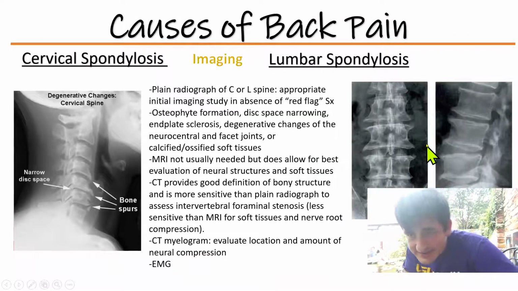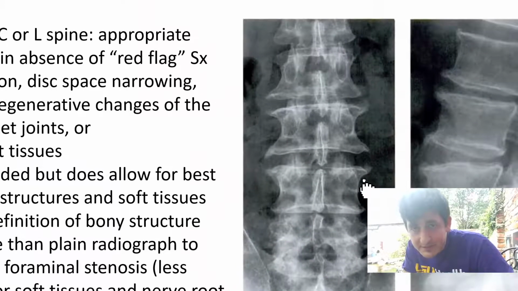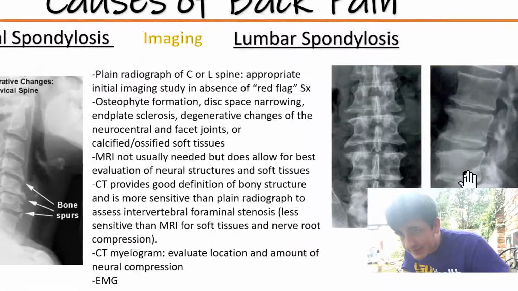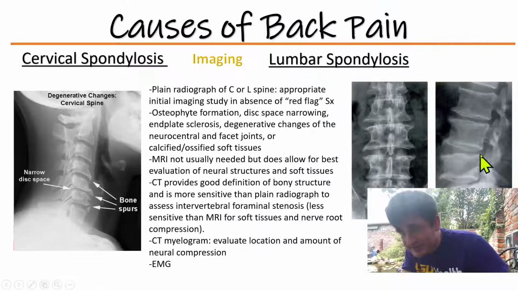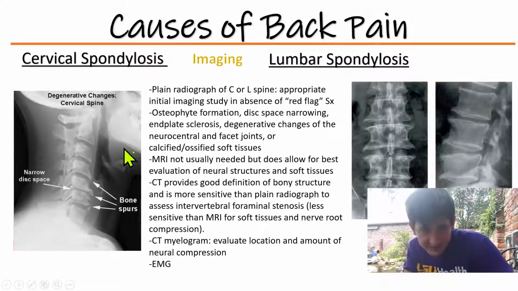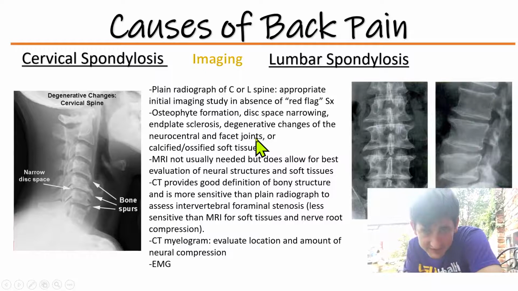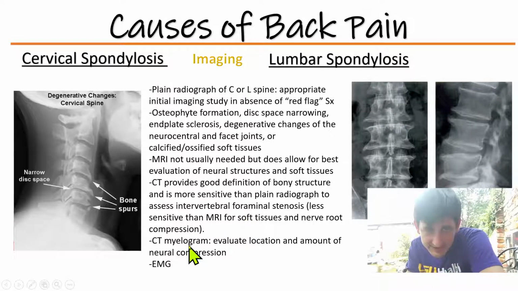So on here, this is a coronal x-ray. I think there's osteophyte formation seen on the edges here, these vertebral bodies. And you can see osteophytes here. So degenerative changes, some narrow disc space. This is lumbar spine, and this is a cervical spine. MRI is usually not needed, but it does allow for best evaluation of neural structures and soft tissues. CT provides good definition of bone structure. It's more sensitive than plain radiograph, of course. And CT myelogram can be done as well, and EMG.